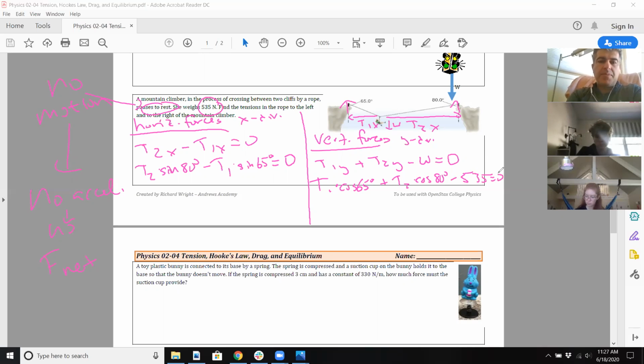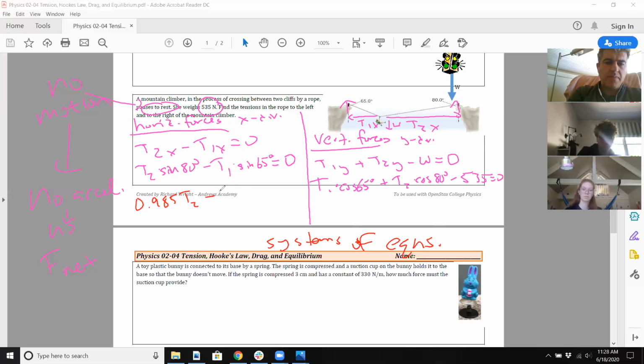Now this is the beauty about this stuff, this is why I love it, because it forces you to use all the stuff you've learned in algebra. It becomes a system of equations. You definitely will need a calculator. So let's see here. Sin 80 is 0.985. Sin 65 is 0.906.